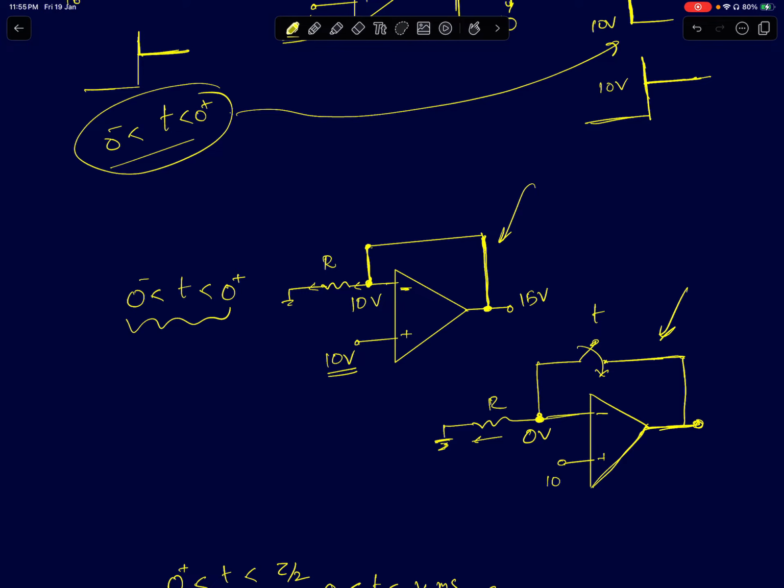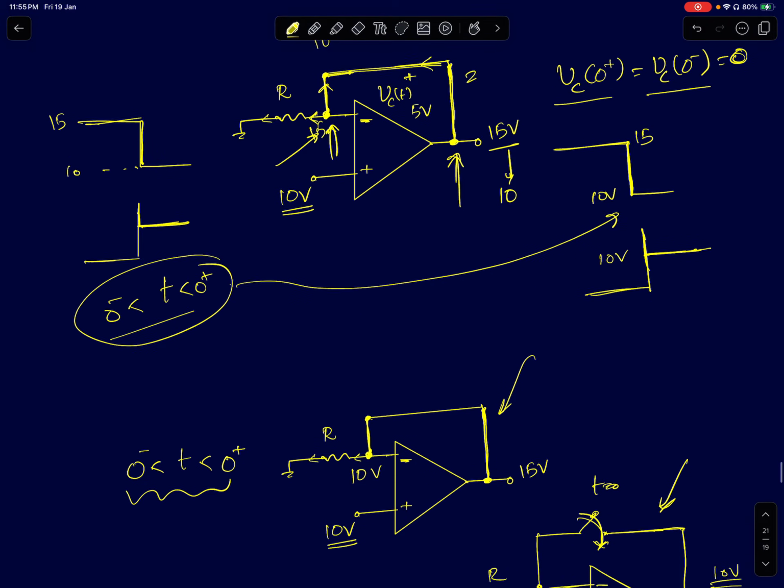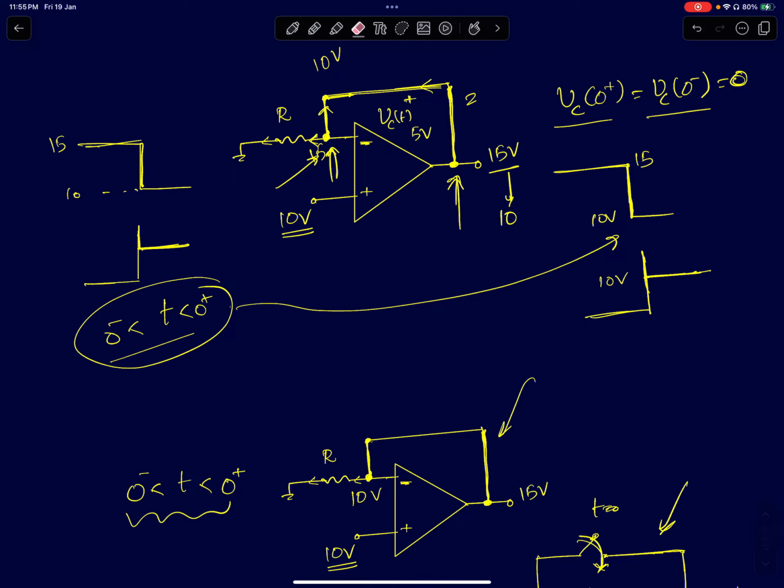Now assume that at t equal to 0 the switch is closed. Whatever be the voltage at the output, let's say it may be even minus 15. In this example it cannot be minus 15, it has to be plus 15. It will immediately come back to 10 volts. That is something we are aware of, right? So instantly it's going to come to 10 volts because the op-amp's bandwidth is infinity. So that's the op-amp reacting to the proportional part.